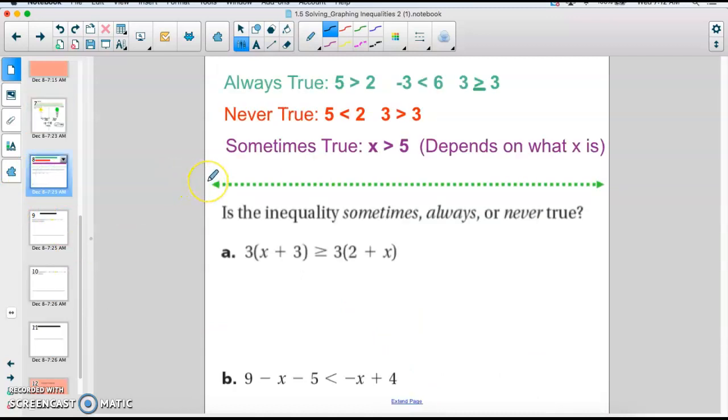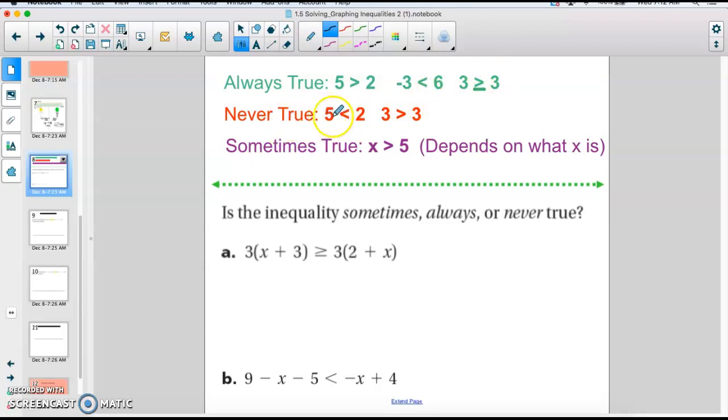All right, so now sometimes, always, never. With equations, we had where they are the same. It's kind of similar with inequalities. You just have to think about it and use your brain. So if something is always true, you're going to get something like this. 5 is greater than 2. Well, is 5 greater than 2? Yes, it is. Negative 3 is less than 6. Again, that's true. 3 is greater than or equal to 3. Yep, it's equal to, so that works out.